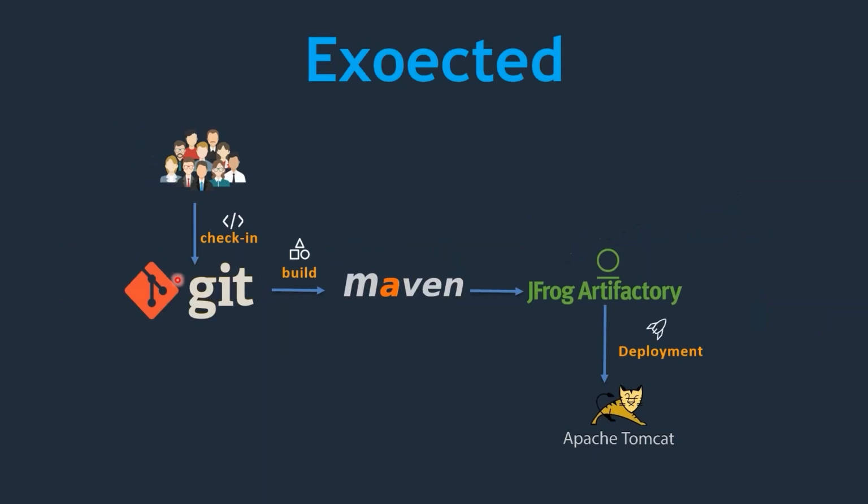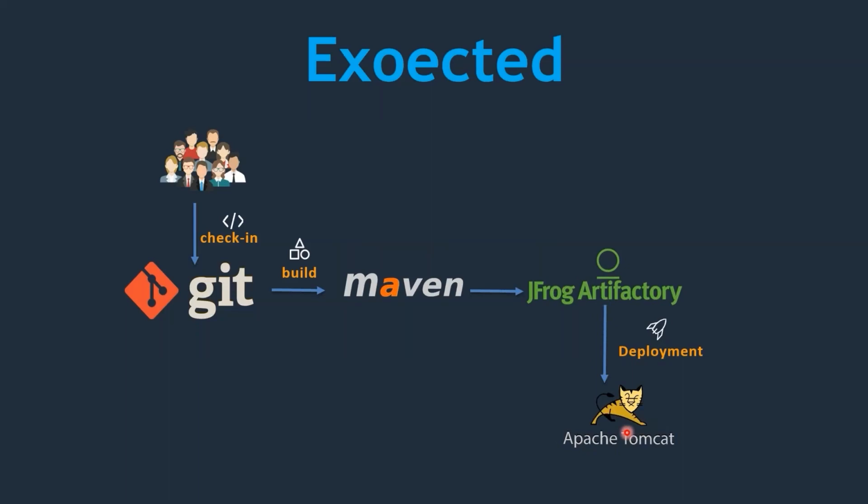Developers push their code and Maven builds it, and in the artifactory we do the versioning, and these versions get deployed onto Tomcat. We should not deploy directly from Maven onto the Tomcat system. Maven should only push the artifacts into the artifact repository. From the artifact repository only, we pull and deploy to our application server.